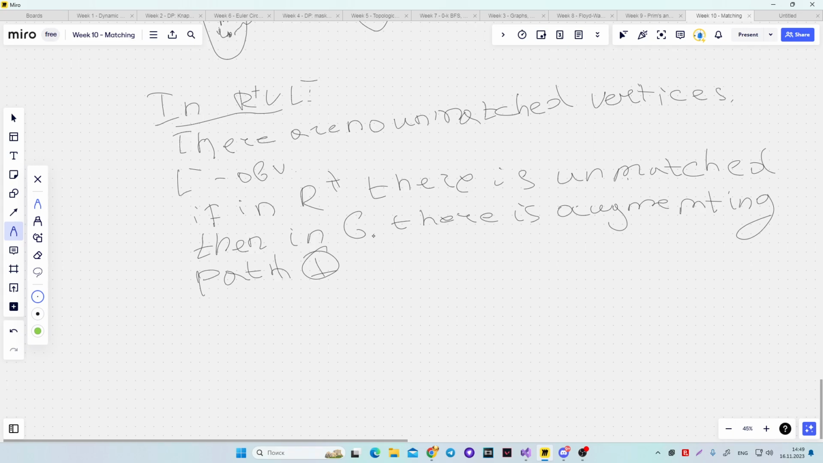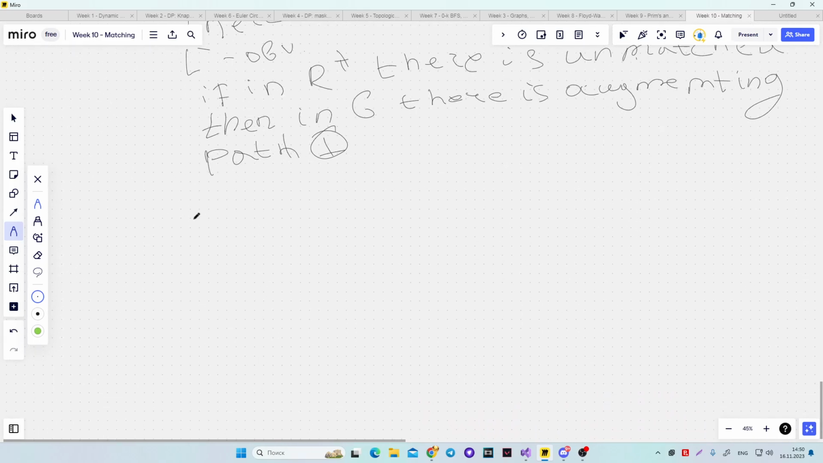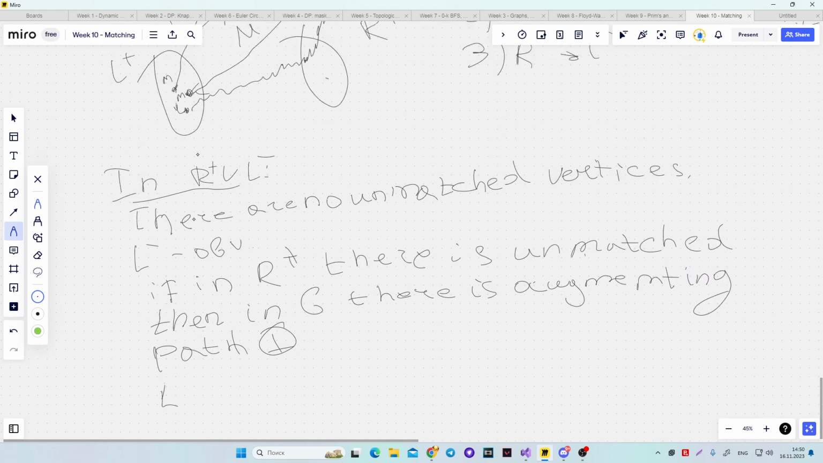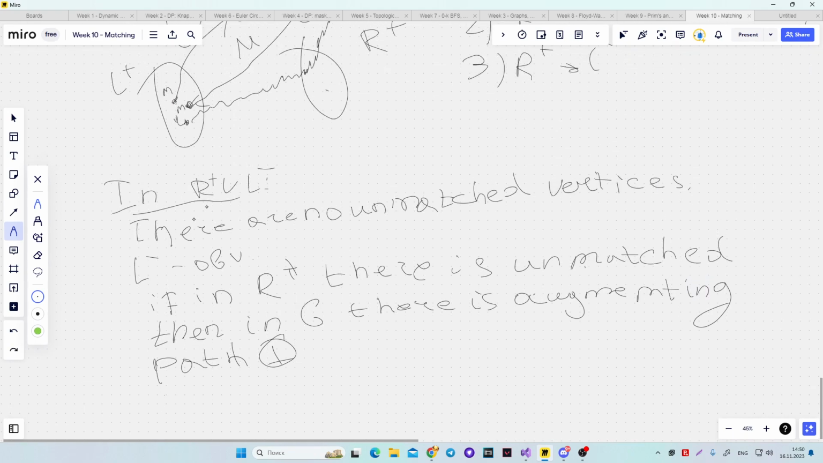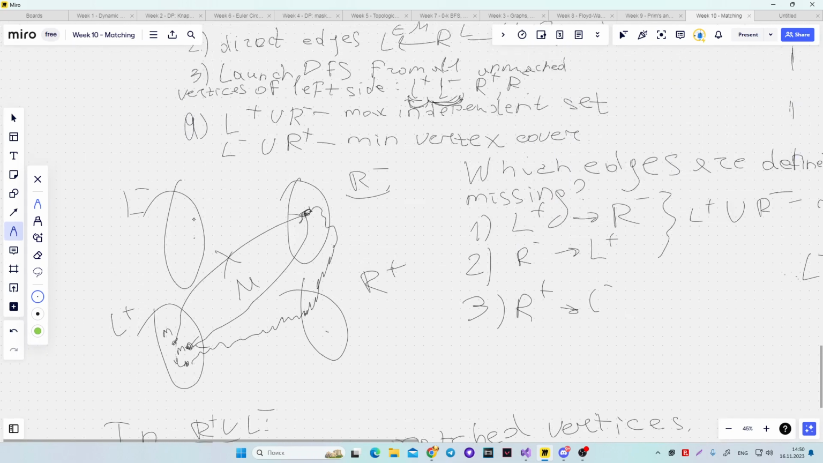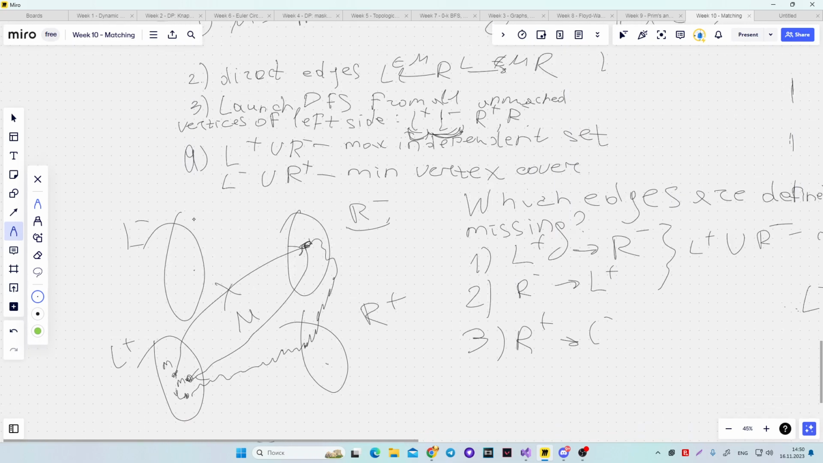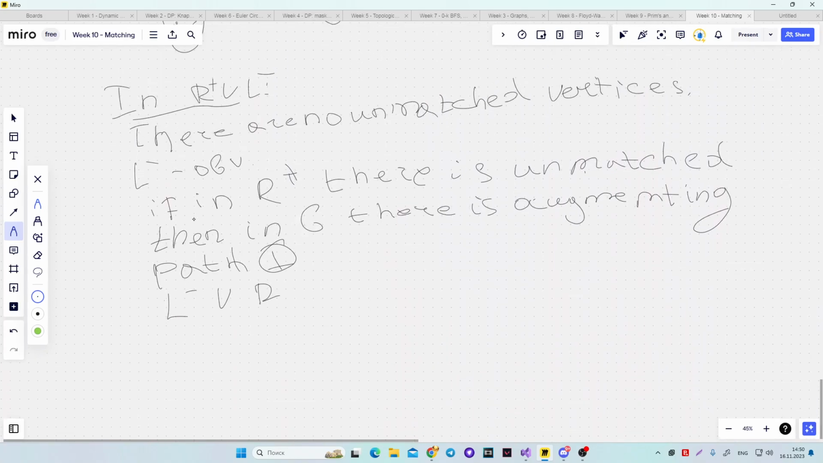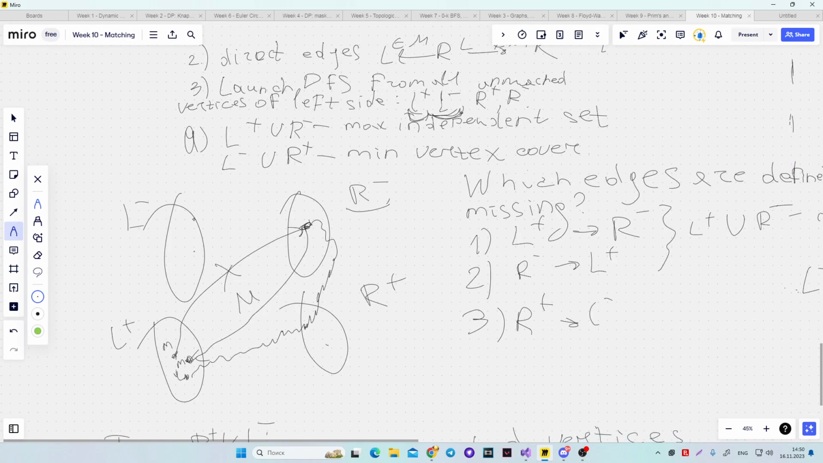And consider now this set L plus to R plus and L minus, and we want to prove that this set is minimum. L minus, L plus, R plus is a minimum vertex cover. Okay, we proved that it's a vertex cover, and we want to prove that it's minimum.